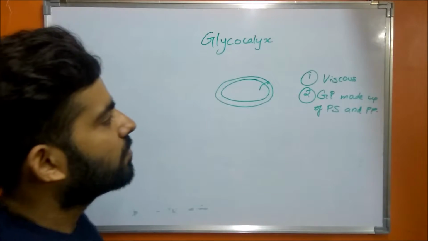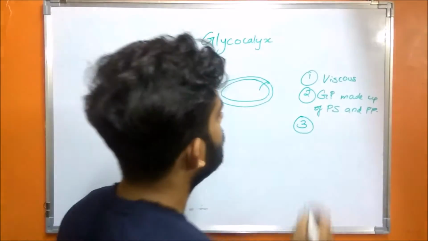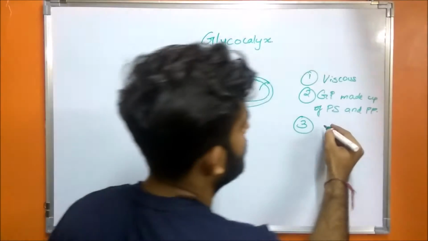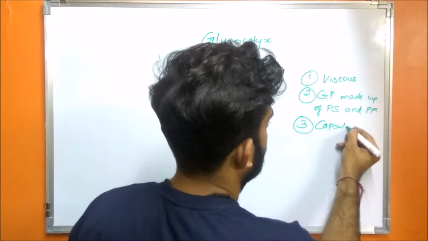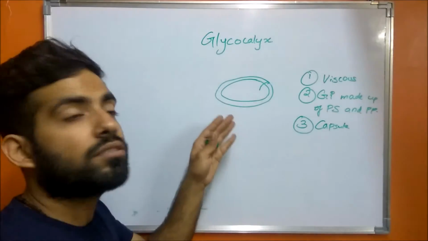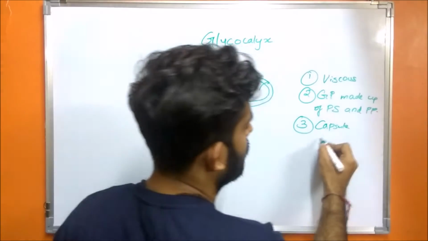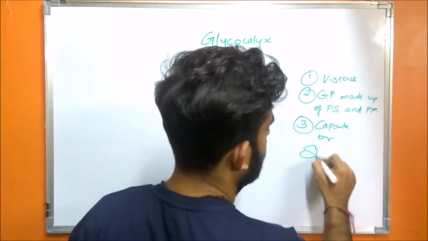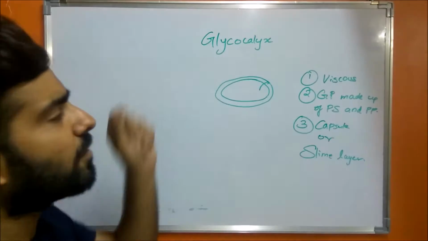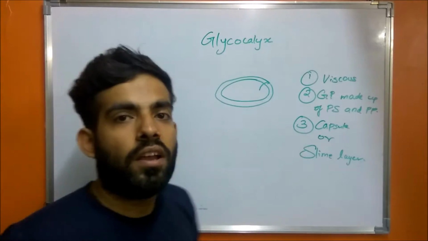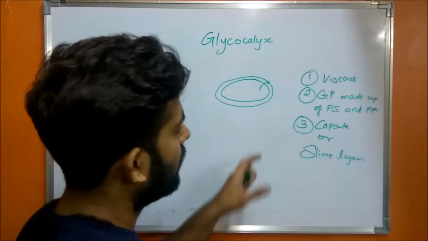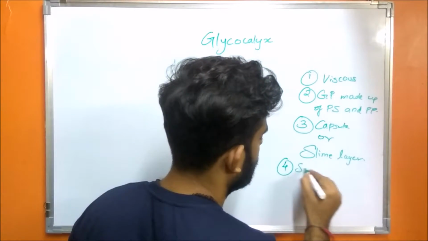Third, if the glycocalyx is firmly attached to the cell wall, it is known as capsule. When it is not firmly attached, it is known as slime layer. This glycocalyx is also known as sugar coat, which covers the cell wall or the exterior part of the cell.